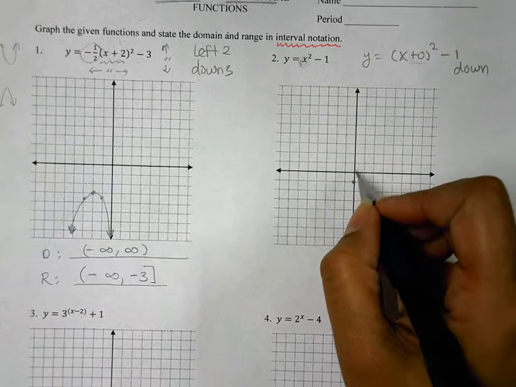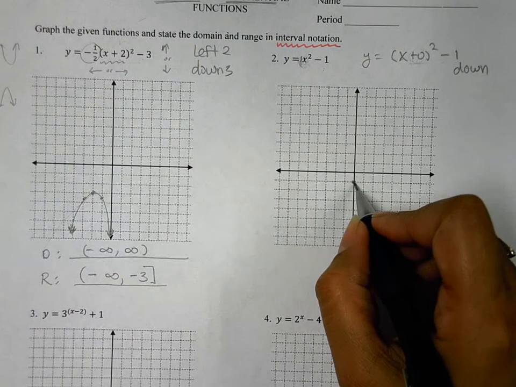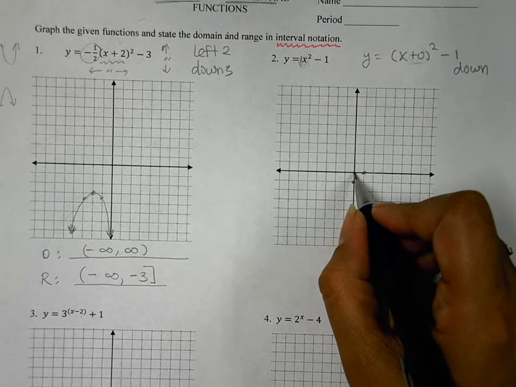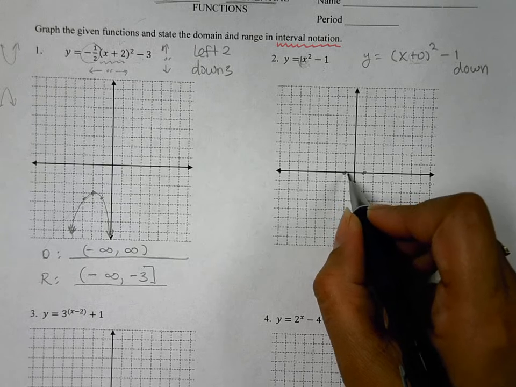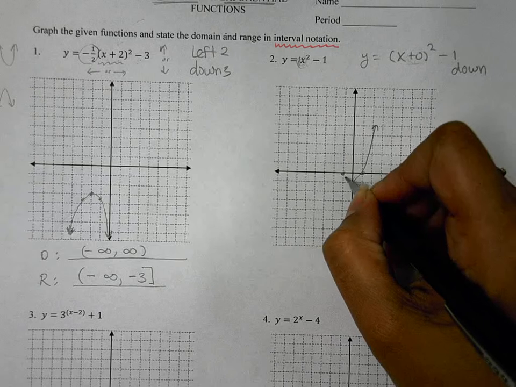Then I use my A value, which is +1, and it's positive, so I'm going to go up 1 over 1, back to my start, up 1 over 1. I can't do it again because it's not a straight line, it is a curve, and I go from there.